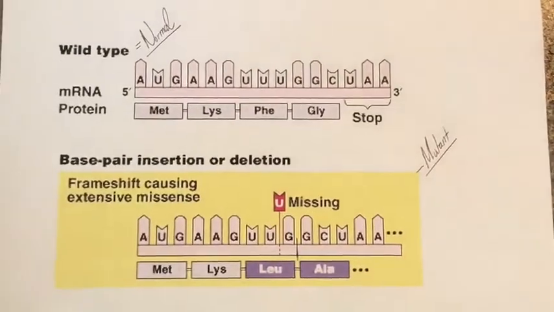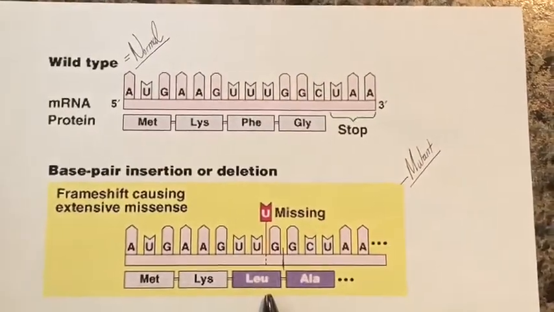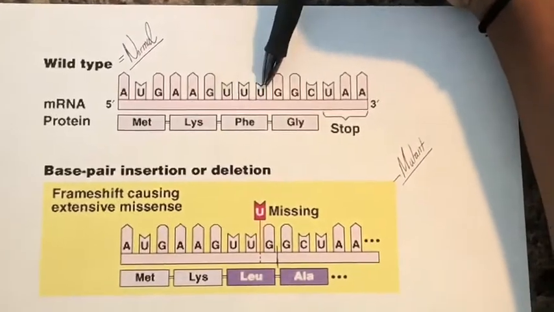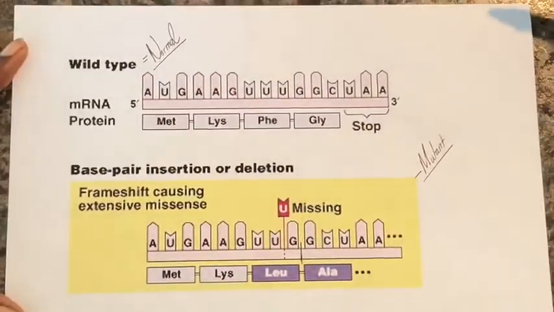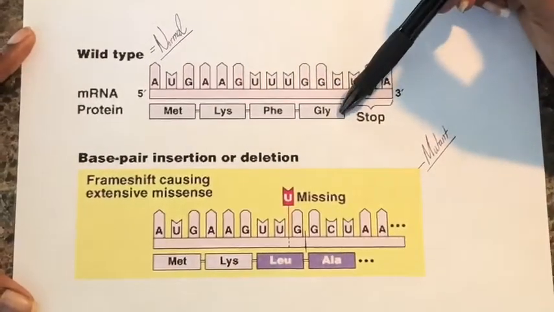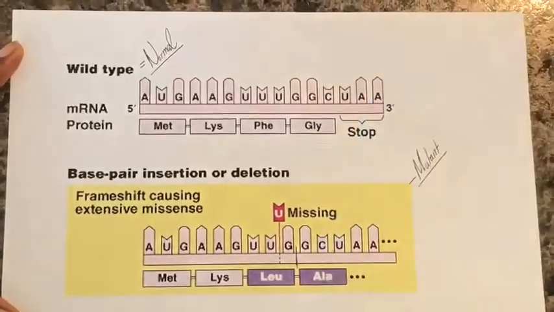This changed the amino acid from phenylalanine to leucine. In phenylalanine, we would read UUU, but because we are missing a U here, we read UUG. This also shifts the next amino acid. Instead of reading GGC that codes for glycine, we will read GCU that codes for alanine.